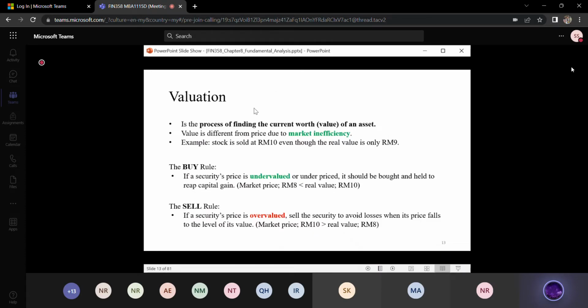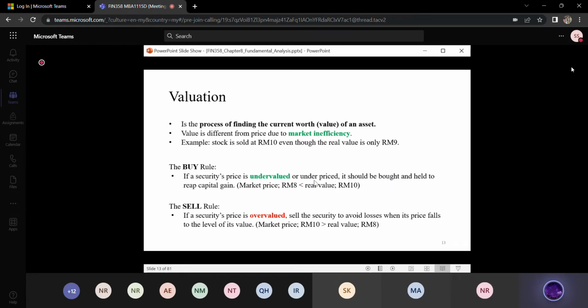So valuation. So in the process of finding the current worth of an asset, value is different from price due to market inefficiency. So example, stock is sold at 10 ringgit, even though the real value is 9 ringgit. So sebab dia punya information tak setara atau not matching. That's why harga pasaran adalah berbeza dengan harga sebenar.